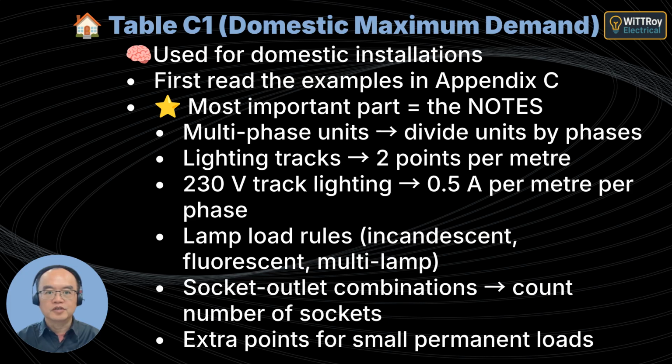For example, lighting tracks are 2 points per meter, 230 volt track lighting is 0.5 amps per meter per phase, and multiple socket outlets are counted by the number of sockets. There are also rules for lamp loads and small permanent equipment. If you learn the notes, you won't get caught by any tricky questions.